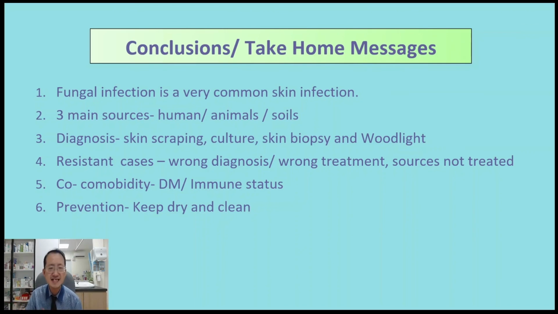For resistant cases, we need to go back and think again whether it's a wrong diagnosis, wrong treatment, or the source is not treated. Don't forget comorbidity, because the patient can have very poorly controlled diabetes or a low immune status that we need to address. Prevention wise, keep dry, keep clean. I think everyone knows this.